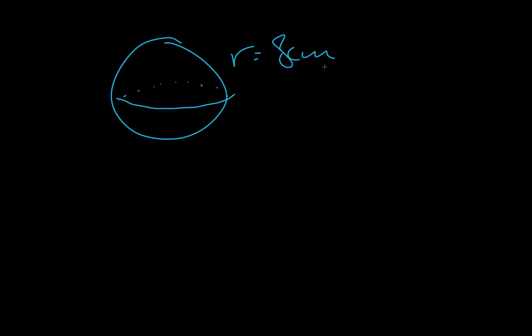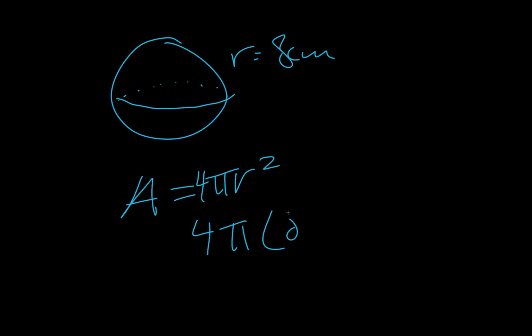Okay, part B, we have a sphere with radius equal to 8 centimeters. So the area of a sphere is 4 pi r squared. So we just say 4 times pi times 8 squared. And if we plug all that into a calculator, we get 804.2 centimeters squared.